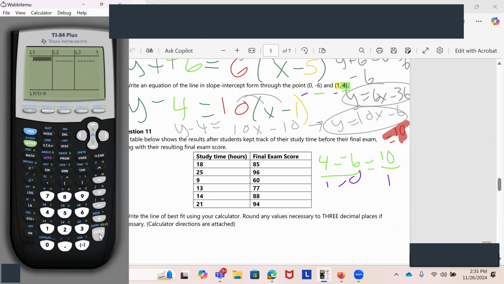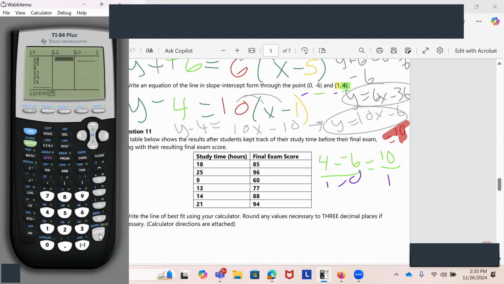All right, so now we're going to start typing in. Study time goes in the first list. So 18, enter. 25, enter. 9, enter. 13, enter. 14, enter. 21, enter. We have 6 items. Make sure all your numbers are correct. If you make any mistakes, it will cause all kinds of problems.